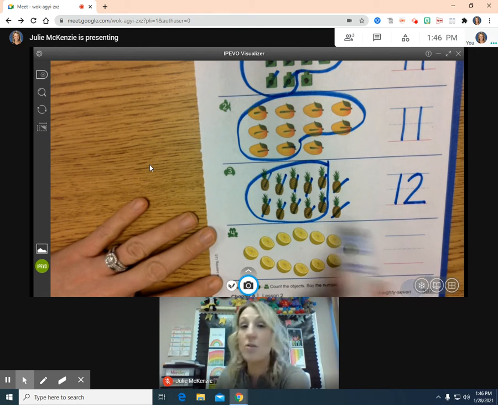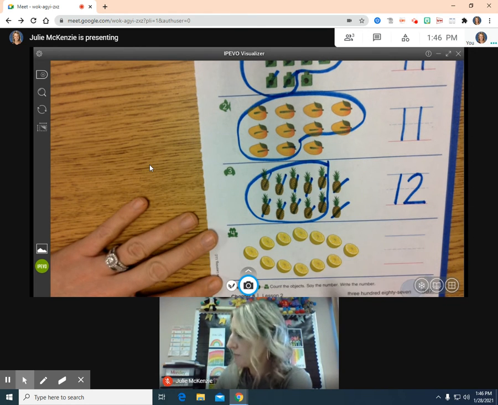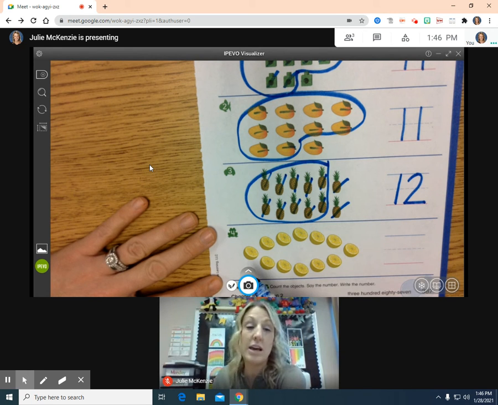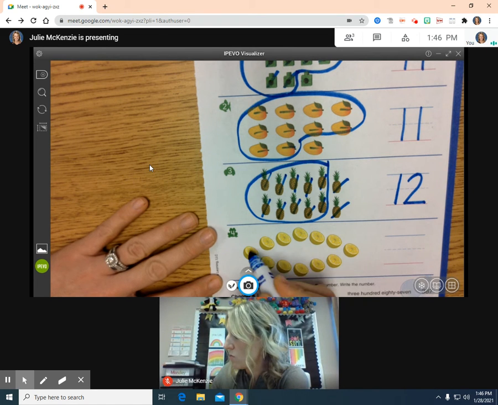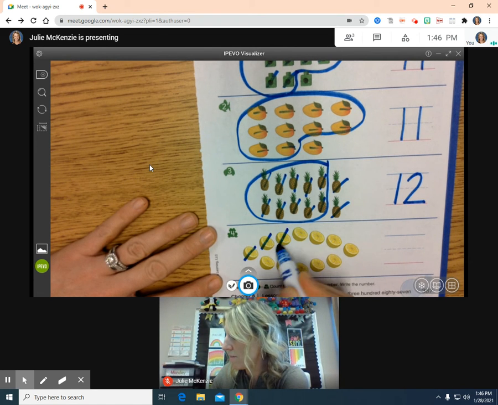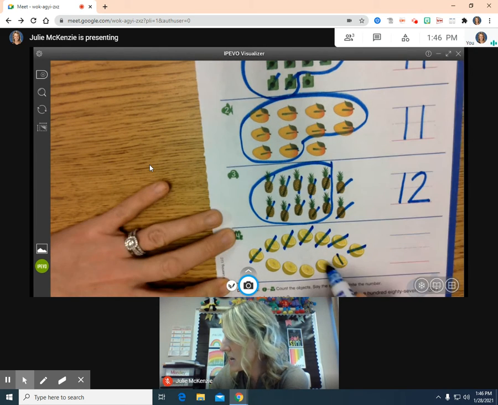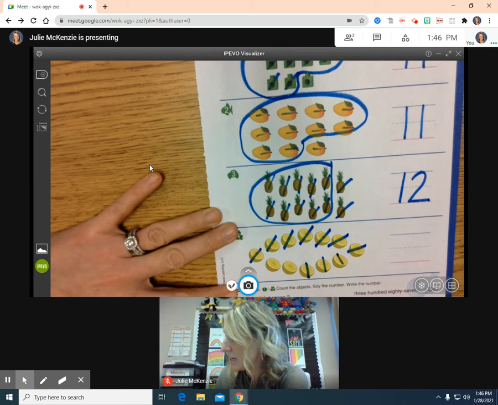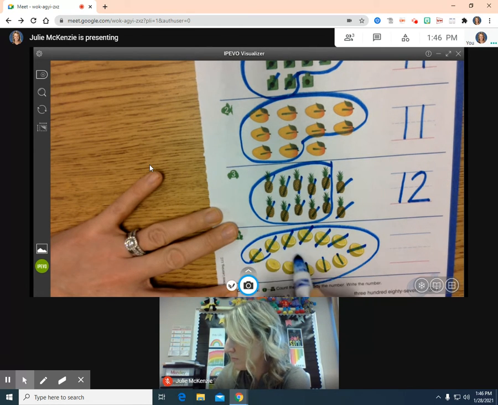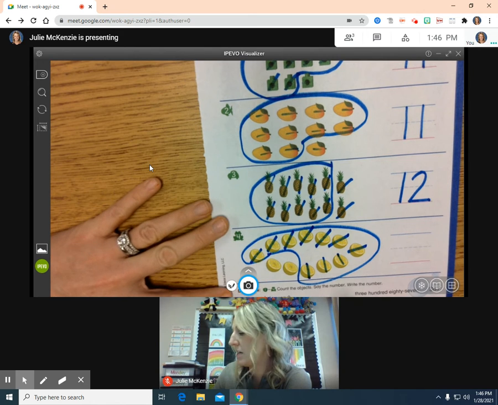Now let's count the lemons. When they're shaped in a circle, this is more of an oval, it's really extra helpful to cross them out while you count them because it's easy to lose track of where you started. 1, 2, 3, 4, 5, 6, 7, 8, 9, 10. I'm going to circle up that group and then keep counting.